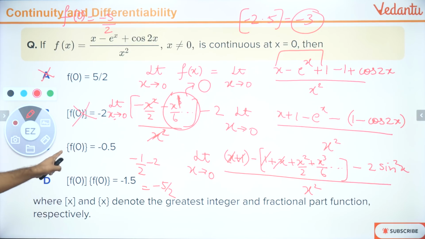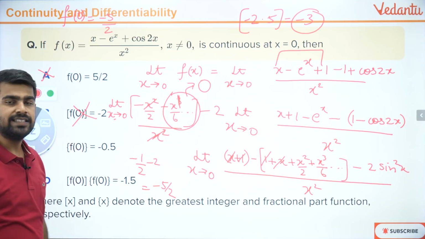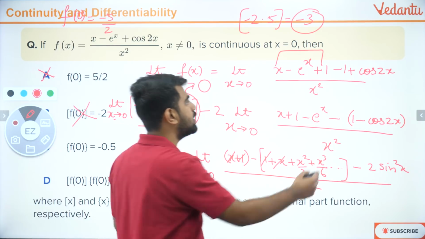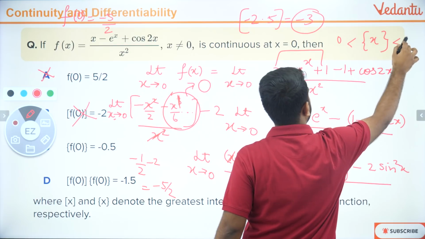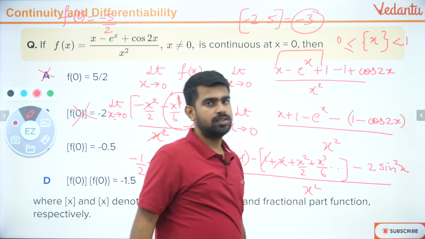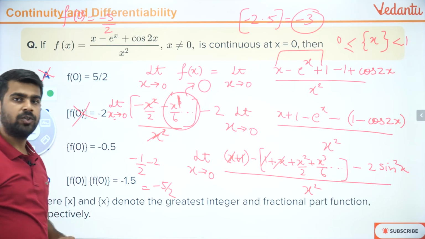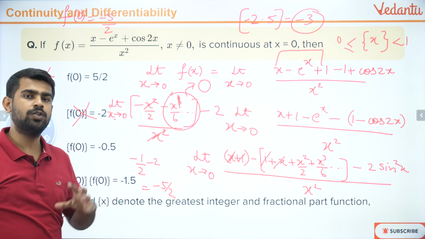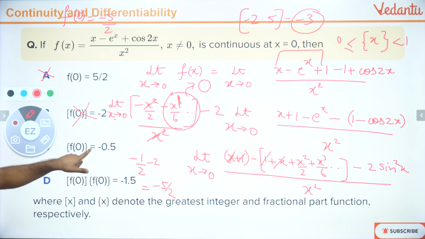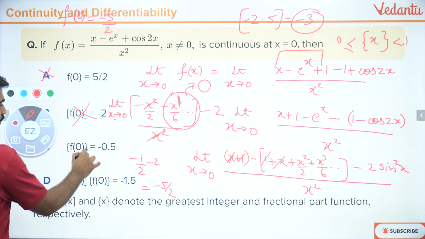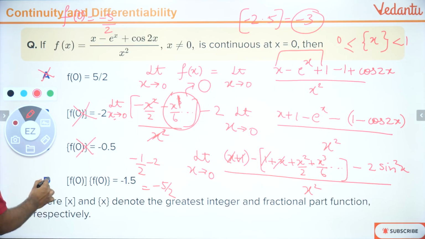And what is fractional part of f of 0? Guys, fractional part of x always lies between 0 to 1. And 0 is included as well, because for integers there's no fractional part, you'll have 0 as it. So here they have given fractional part of something equal to negative 0.5. How is that even possible? Of course it's wrong. So naturally the answer should be D, and let's check whether D is correct or not.